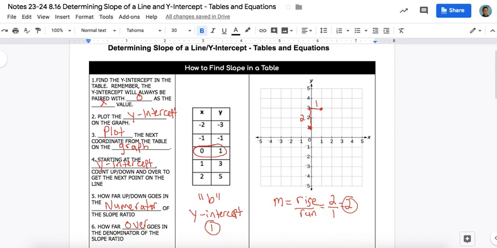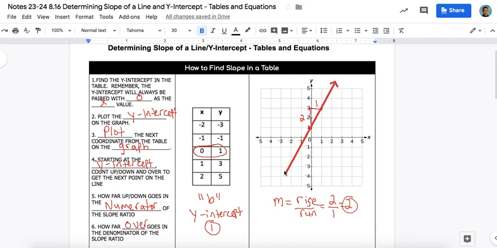Okay, so we can just connect the dots here so we can show that it's a graph of a line. And I know it's going to go through these other points here. I know it needs to go through (-1, -1), I know it needs to go through (-2, -3), and I need to go through (2, 5).